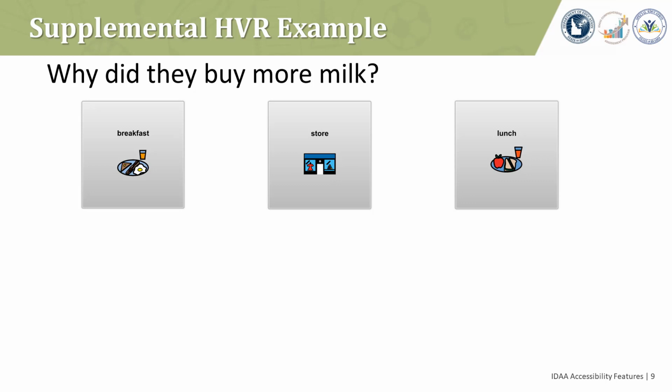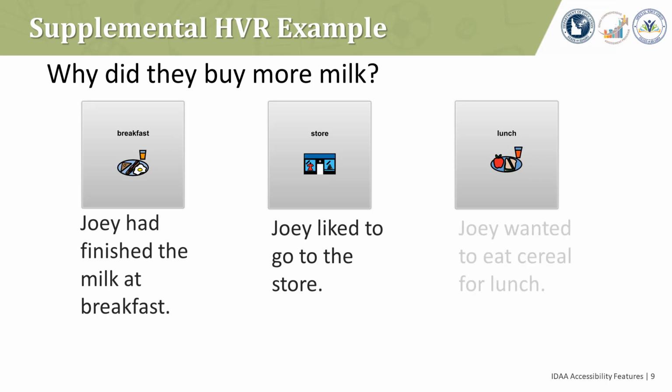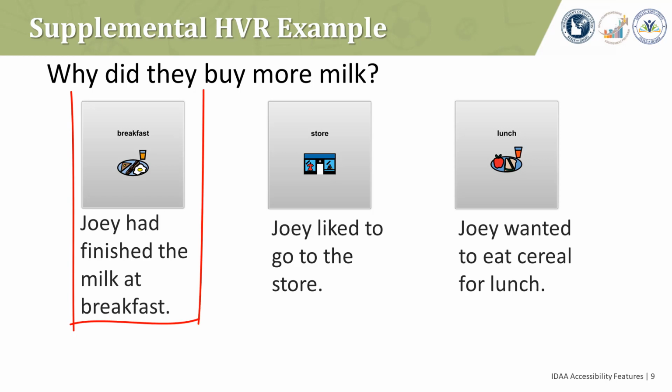answer options. Option A, Joey had finished the milk at breakfast. Option B, Joey liked to go to the store. Option C, Joey wanted to eat cereal for lunch. Option A is the correct response. Joey had finished the milk at breakfast.